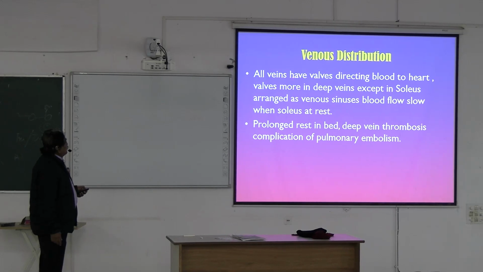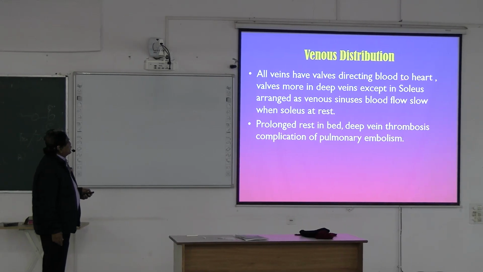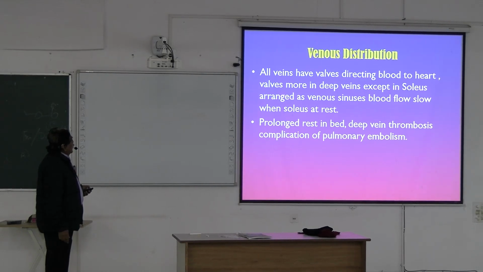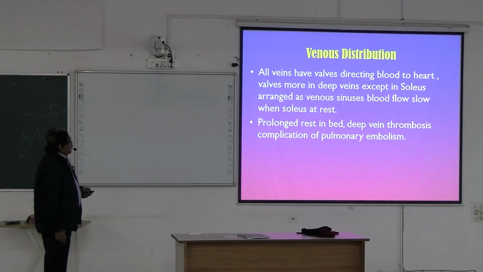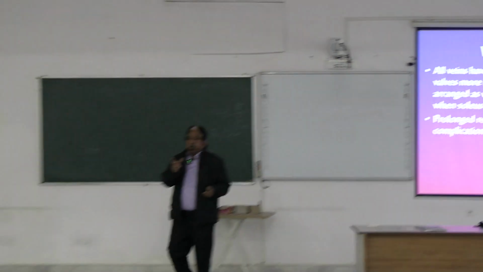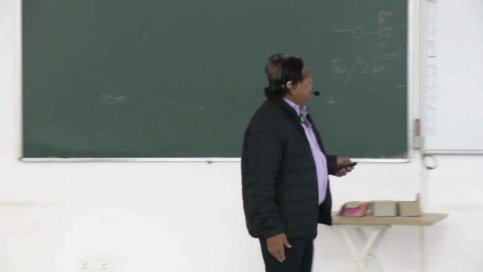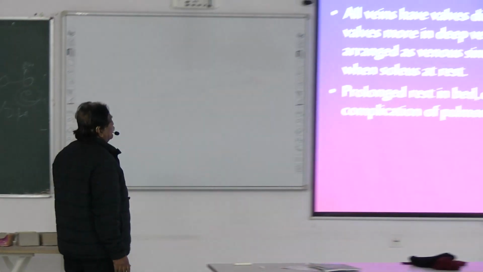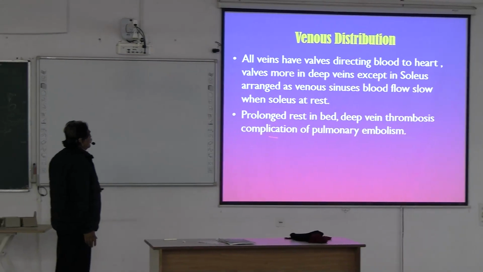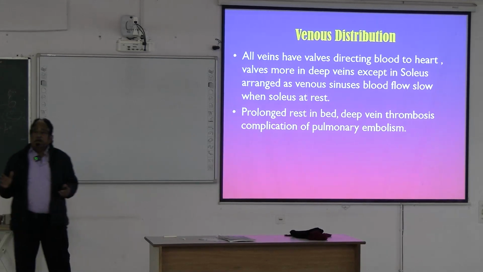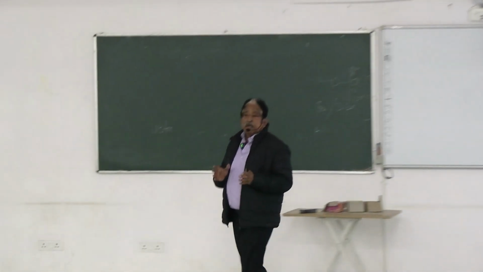Venous distribution: all veins have valves directing blood to the heart. Valves are more in deep veins except in the soleus, where they are arranged as venous sinuses, and blood flow is slow when the soleus is at rest. The soleus is a muscle in the leg. Prolonged rest in bed can cause deep vein thrombosis, a complication of which is pulmonary embolism. Now this is a very common condition.